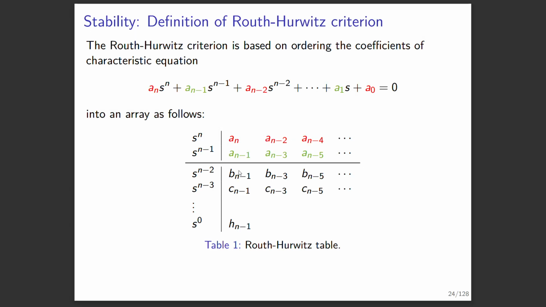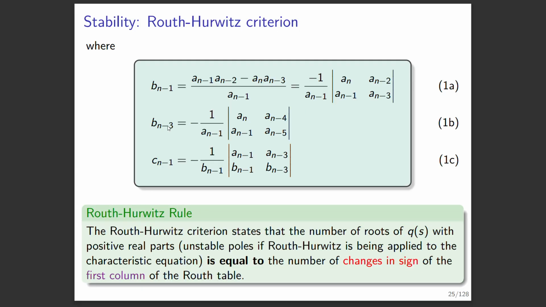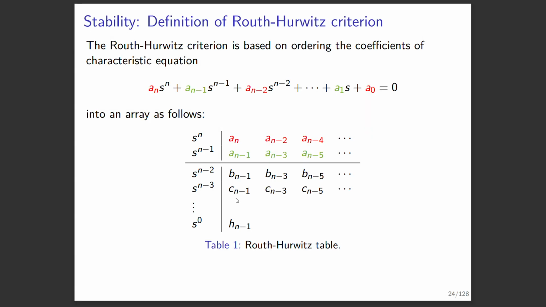Here, when I want to find bn minus 1, bn minus 3, bn minus 5, I look at the first two rows, but when I do the multiplication, I always seem to end up dividing by an minus 1. The same for the next row. If I want to find cn minus 1, cn minus 3, cn minus 5, I always end up dividing by this bn minus 1.